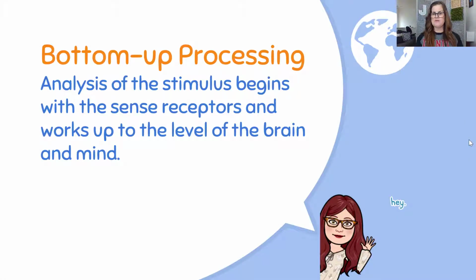The first term in this is what's called bottom-up processing. Bottom-up processing is the analysis of the stimulus. It begins with your sense receptors and works up to the level of the brain and mind. If you put this in simpler, easier to understand language, we take in that stimulus and our sense receptors just take it for what it is. What do we see? What do we hear? It is the bottom level.